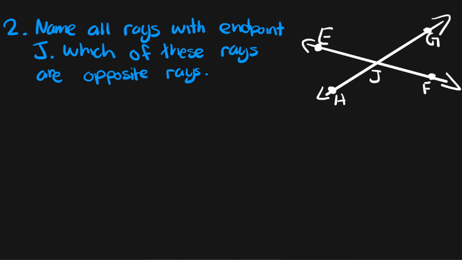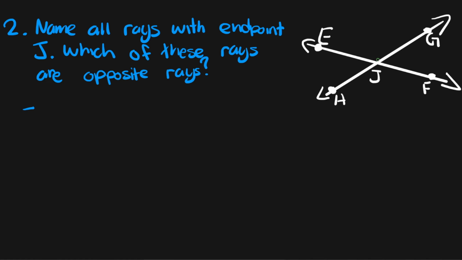Okay, so here we have the second question. It says, name all rays with endpoint J. Which of these rays are opposite rays? Oops, I forgot to put a question mark here. So name all the rays with endpoint J. Well, remember, when we name the rays, we have to start with the endpoint and then go to the arrow.